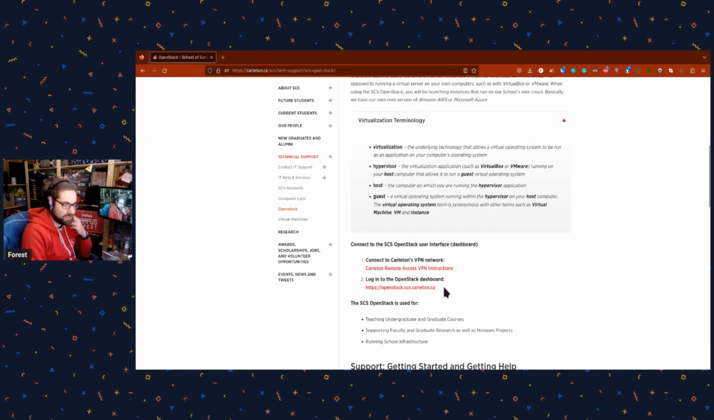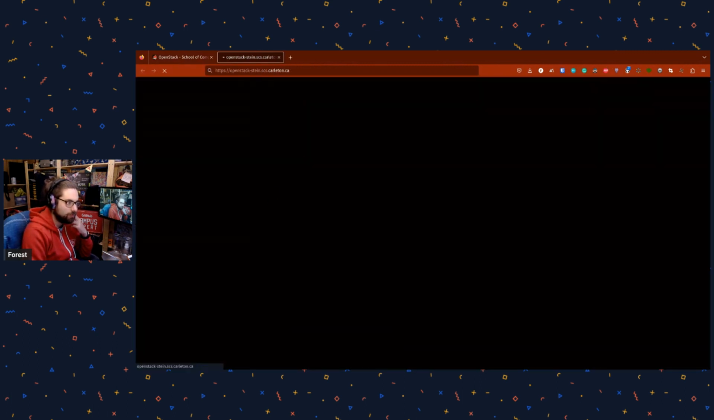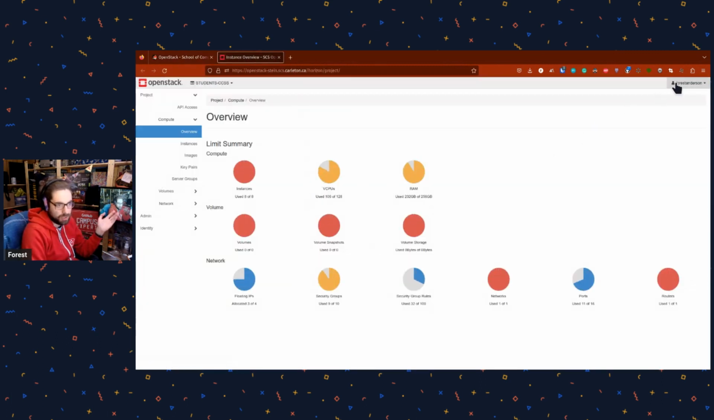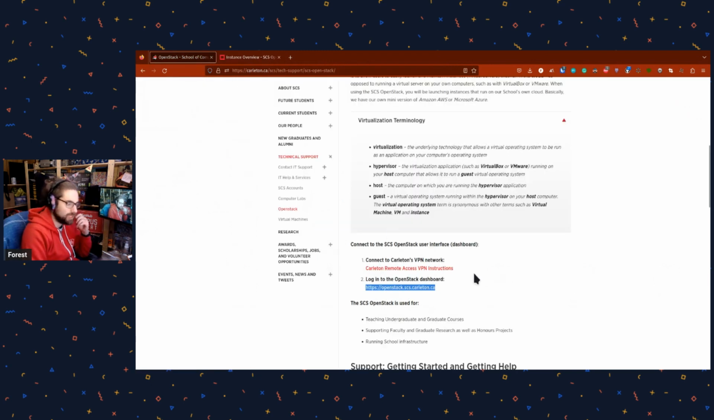It does give us a link right here for the OpenStack. If I open it up, we'll see that it does load for me, and I am logged in. You'll get to a login screen that you have to go through. But one thing I want to specify here is that it also tells us to log in through Carleton's VPN.